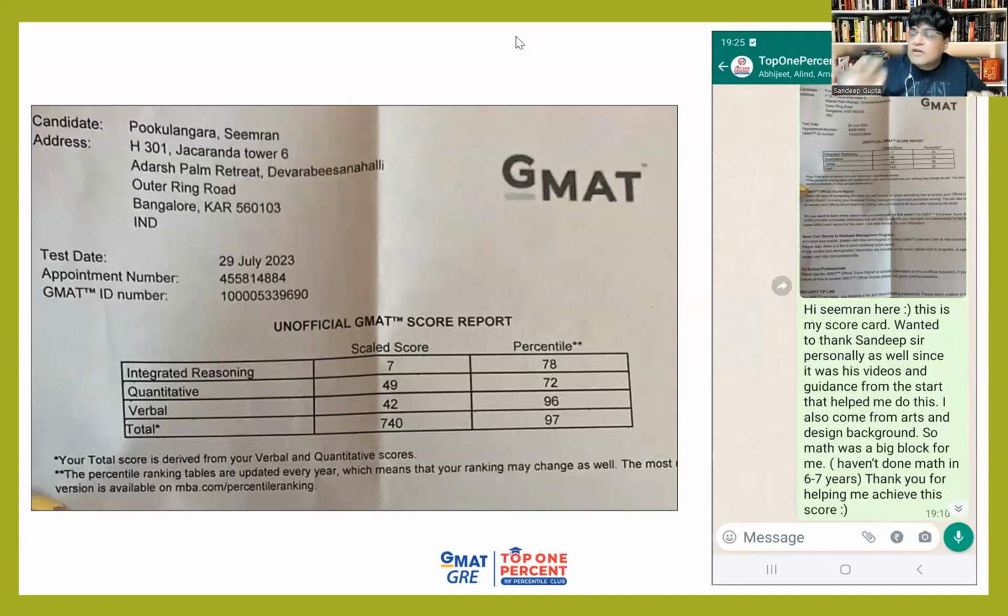I'm showing this only for one reason, so that you realize all these are random thoughts in your mind. These are not valid thoughts. Look at this. This girl's name is Simran, as you can see here. I also come from an arts and design background, so math was a big block for me. I haven't done math in 6 to 7 years.